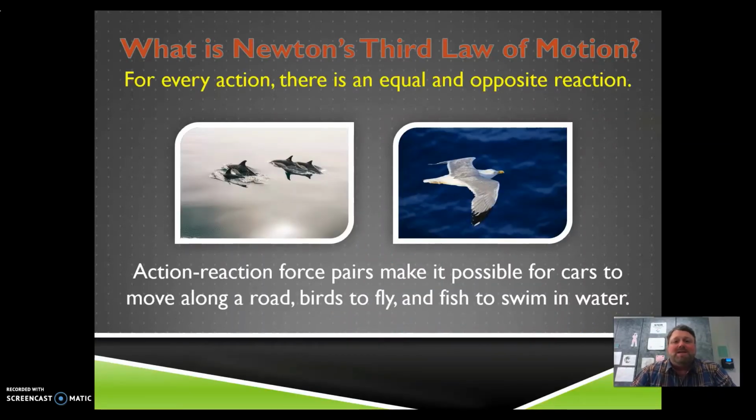So what is Newton's third law of motion? The third law of motion states that for every action there is an equal and opposite reaction. So that's going to be a huge focus for us during this project. And we're going to do it using certain materials. At least in our first run, we're going to be limited to certain materials.